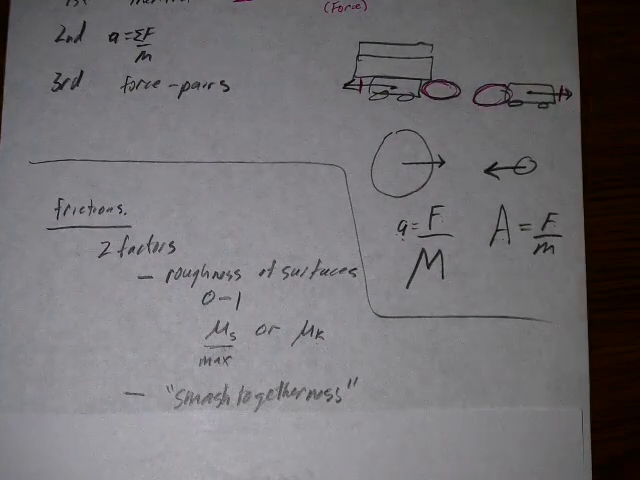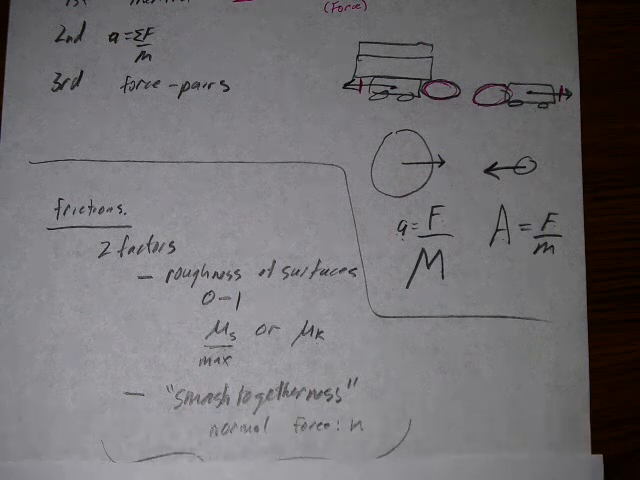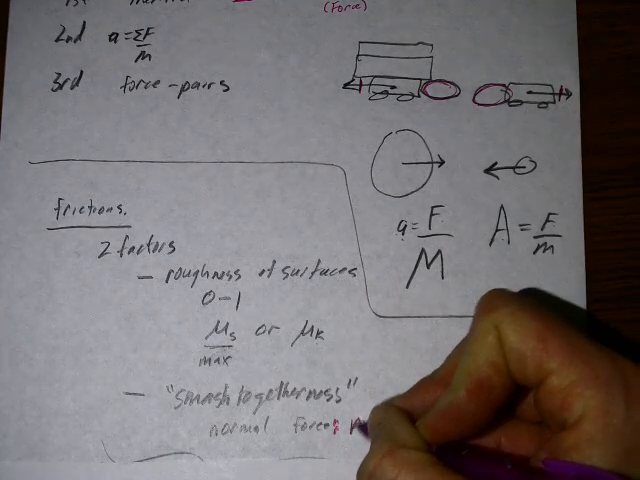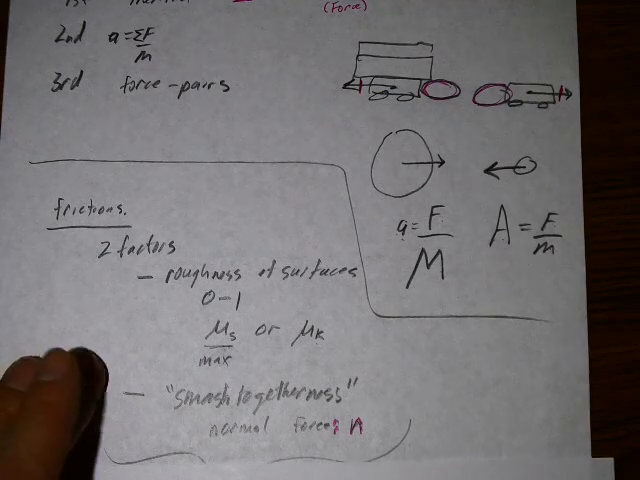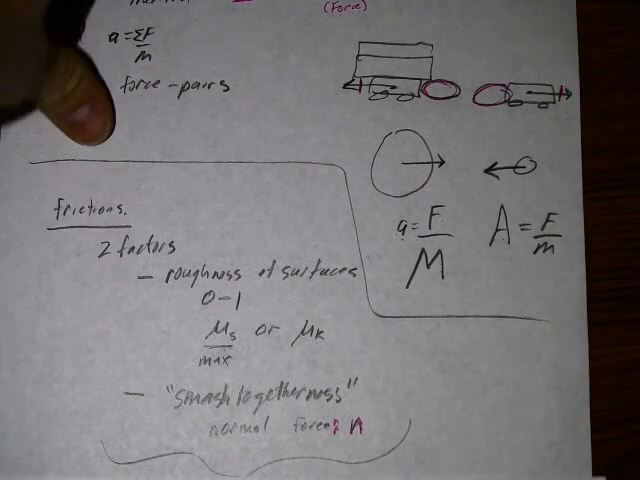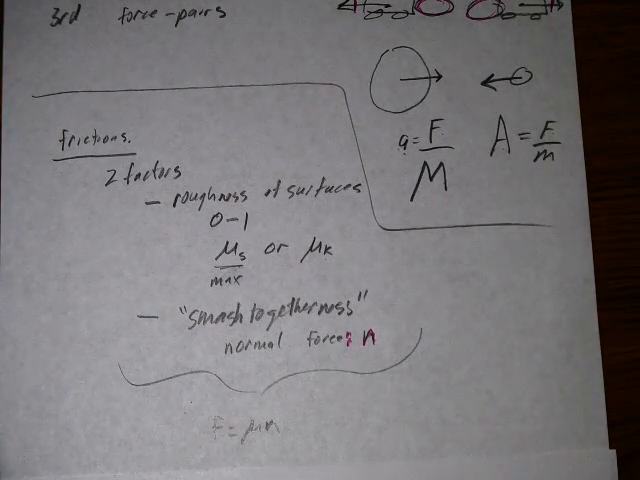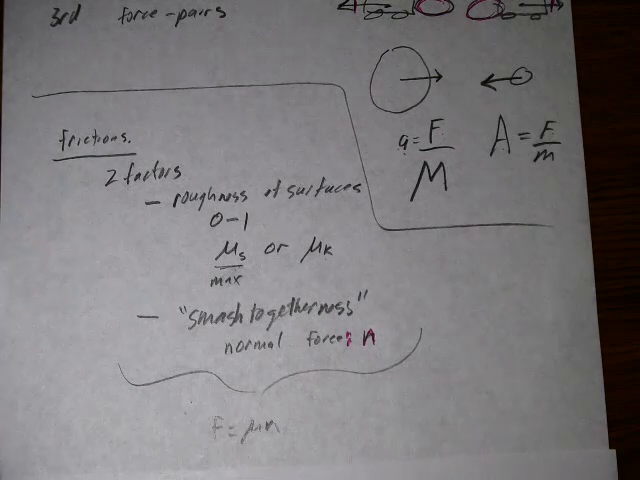The second thing it depends on is how much those forces or those objects are smashed together, and we measure that with the normal force. Normal force is lowercase n here, not to be confused with uppercase N, which stands for newtons. And when we put those together to find friction, then we're doing mu times the normal force.